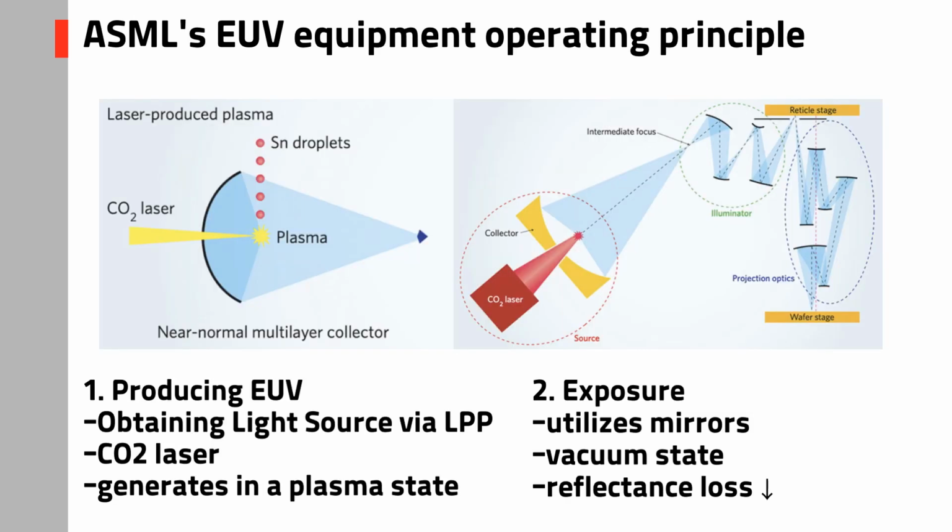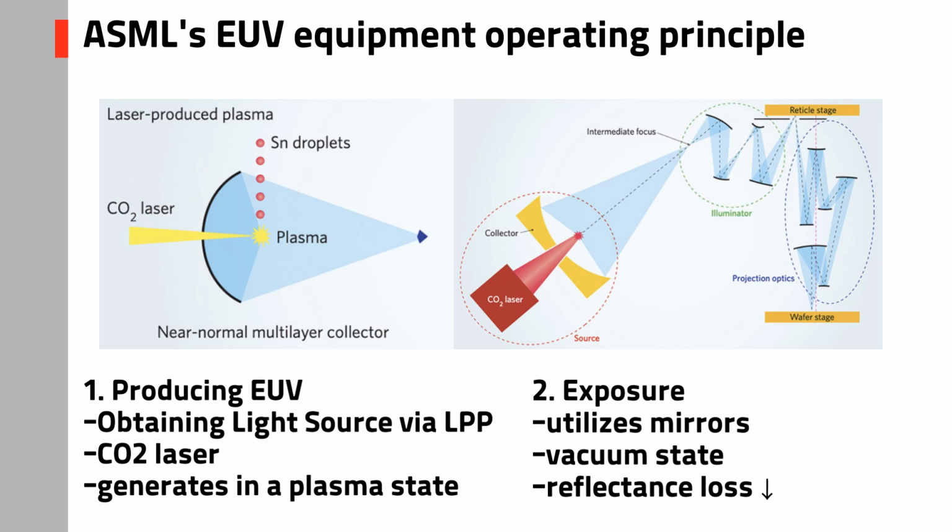ASML's photolithography equipment hardness lies in the LPP method. It achieves this by utilizing a CO2 laser to ionize tin into a plasma state. Subsequently, this plasma emits EUV light, a vital component in the photolithography process.